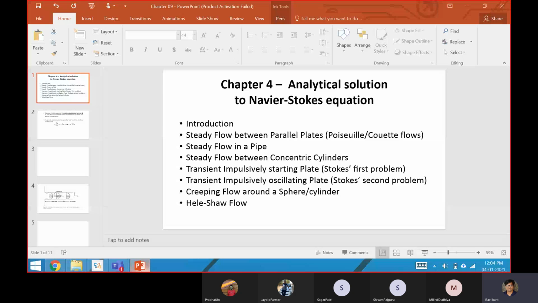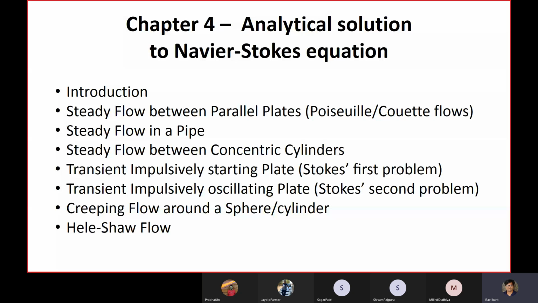Today we are going to start a new chapter called Analytical Solution to Navier-Stokes Equation. So far we have discussed several kinematical and dynamical equations that involve fluid flows. We have not yet discussed the solution strategy we are going to take if we have to tackle the full Navier-Stokes equation.